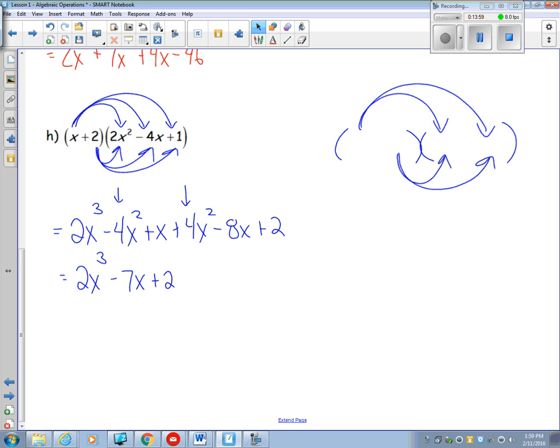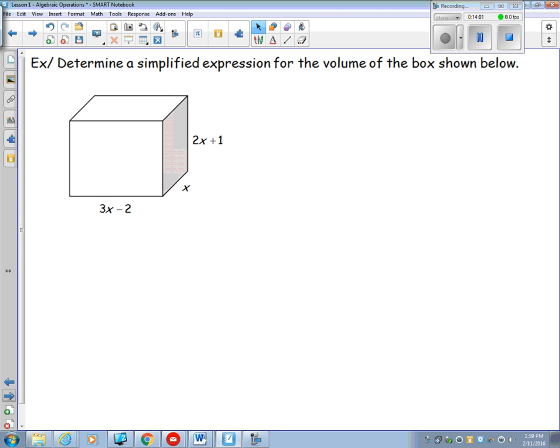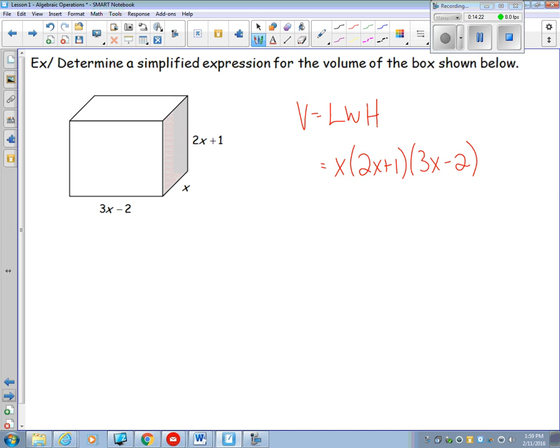Okay, I got one little application for you at the end here, and then we're done. I want a simplified expression for the volume of this box. And we talked about volume way back when. Volume was length, width, height. Right, the 3 dimensions multiplied together. So in our case, make my life easier, I'm going to do x times 2x plus 1 times 3x minus 2. It does not make a difference which order you multiply these in. I put the x out front because it makes my life easier, but it did not make a difference.